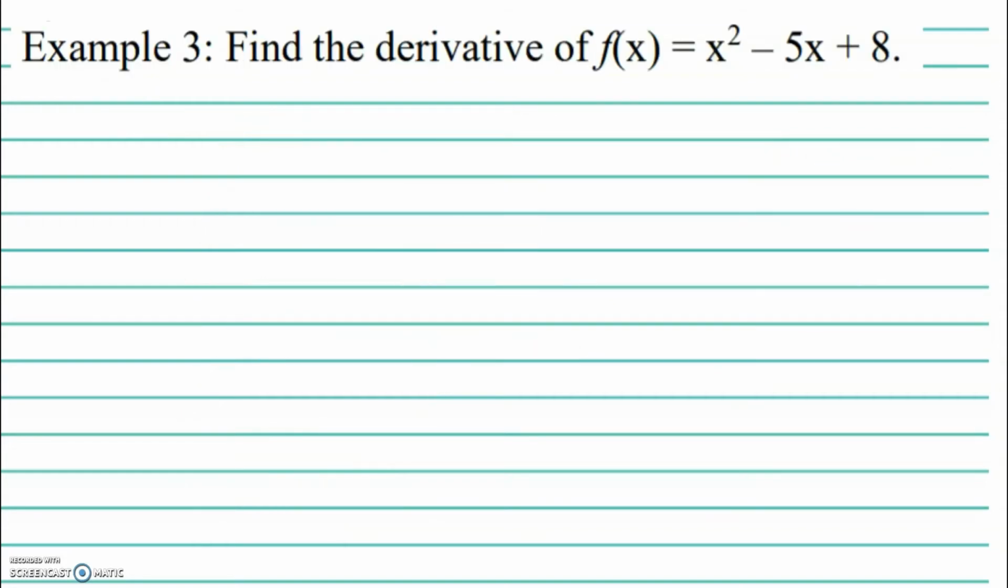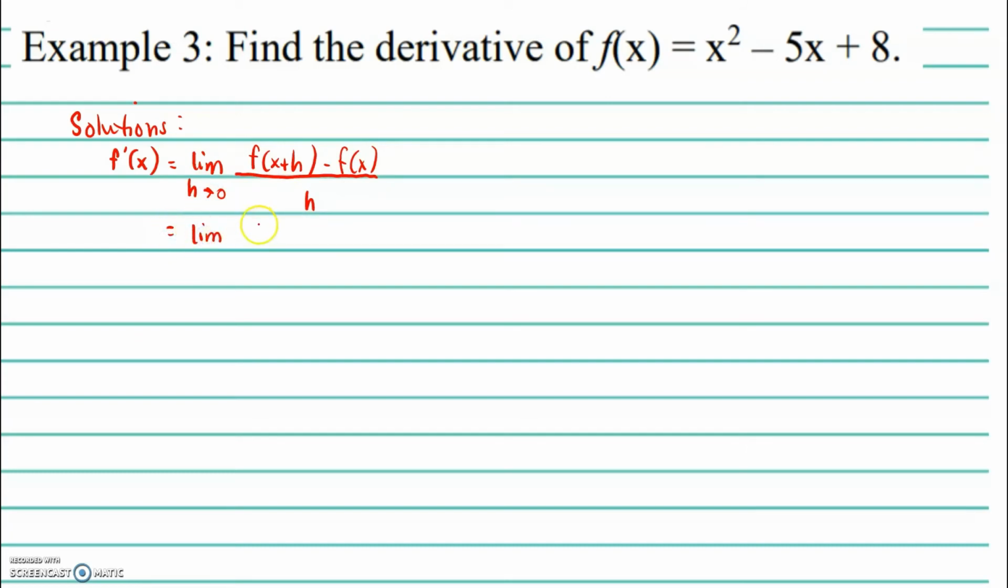Next example. Find the derivative of f of x equals x squared minus 5x plus 8. So, solution. Basically, f prime of x is equal to the limit of f of x plus h minus f of x over h as h approaches 0.